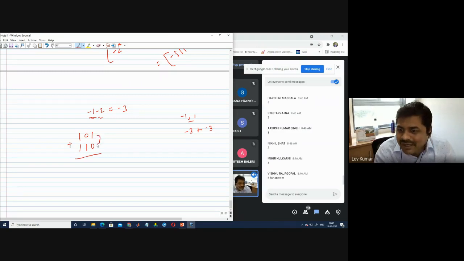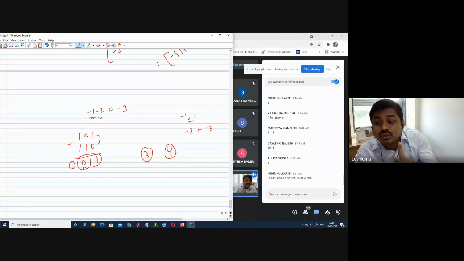1 plus 0, what value will we get? 1. 0 plus 1, what value will we get? 1. And 1 plus 1, we are getting 0. And we cannot take the last bit. Why are we not taking it? Because our number is only 3 bits. So we can only store 3 bits. We cannot store a 4 bit number.